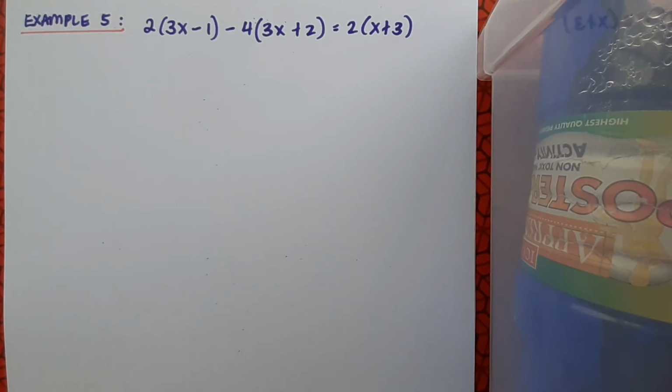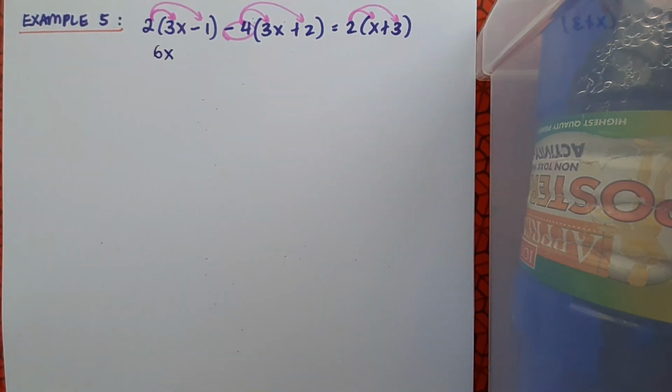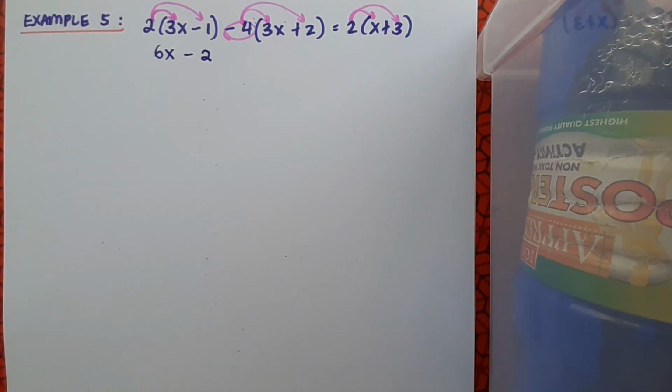Okay, here's our last example, and there's a good bit of expanding needed to start this off. So again, remember that whatever's directly in front of the bracket will multiply by the bracket and take account of the sign. Okay, so first off, 2 by 3x is going to give me 6x, and 2 by minus 1 is going to give me minus 2.